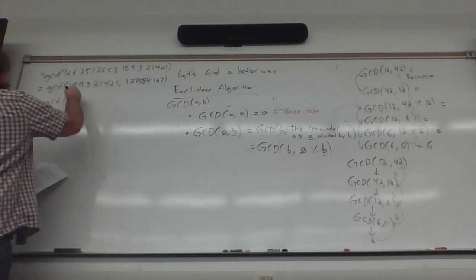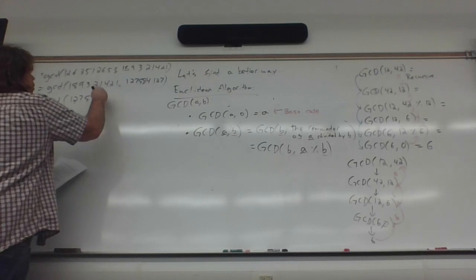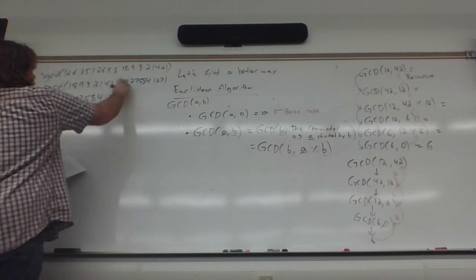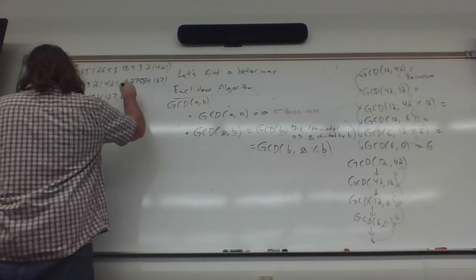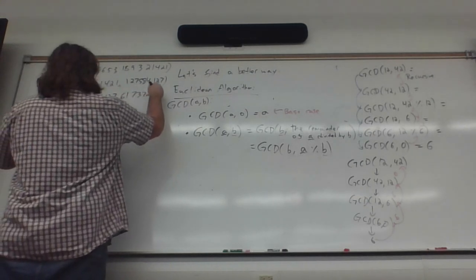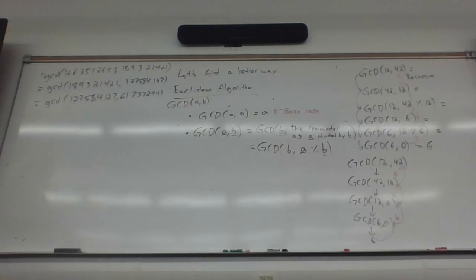Now same thing. This number comes over here, 584127. And now it's this thing divided by that thing, or that thing modulo that. So 189321421. I'm not doing anything fancy here. I'm just plugging this into my calculator. 127584127. All right, that's the remainder, so it's going to be minus that. This is taking longer than I anticipated, unfortunately. 61737294. And then so on and so forth.